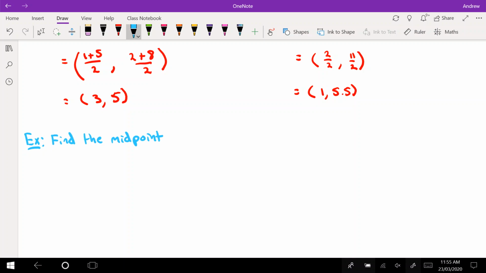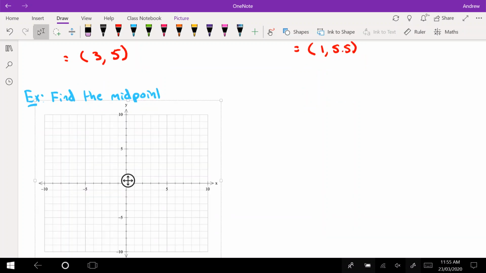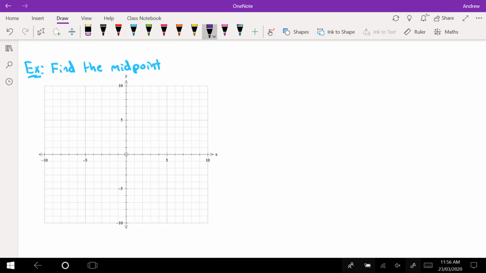That's enough. This is the last one. So, we want to try and find the midpoint of the following line. So let's say I have a point here, I have a point here, and I draw that line.